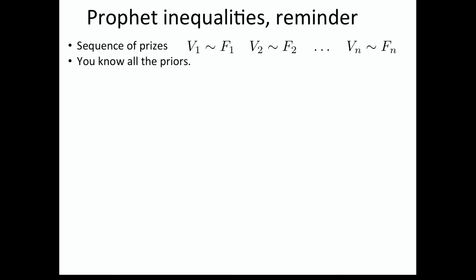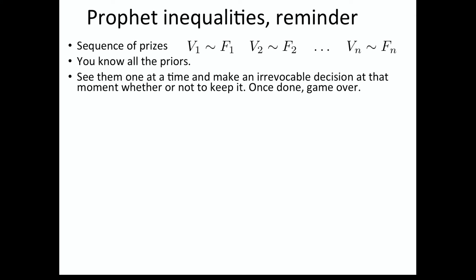Okay, so I want to start with applications of prophet inequalities. Matt gave this gorgeous lecture on prophet inequalities, so let's see a little bit about how they're used in this setting. Just to remind you, you have a sequence of prizes. Each of these prizes is drawn from some known prior distribution. You know all the priors, and you see these actual values one at a time, and at the moment that you see a value, you make an irrevocable decision as to whether or not to keep that prize. And the moment you keep a prize, the game is over.